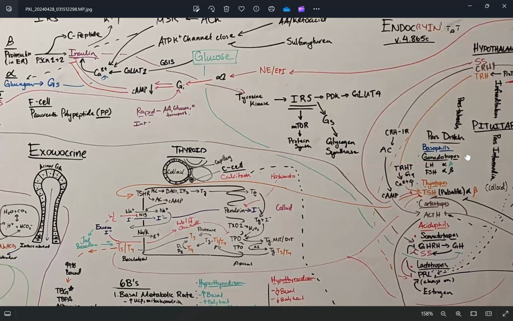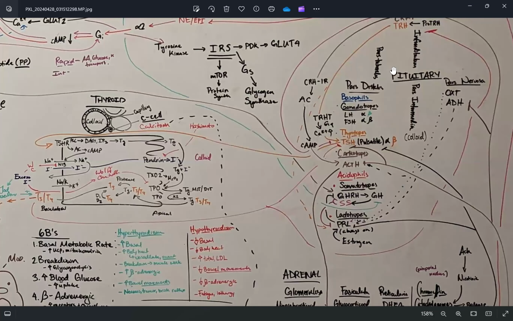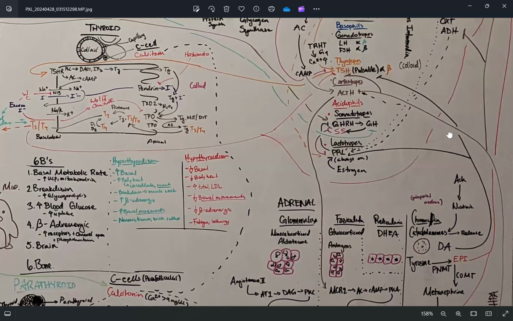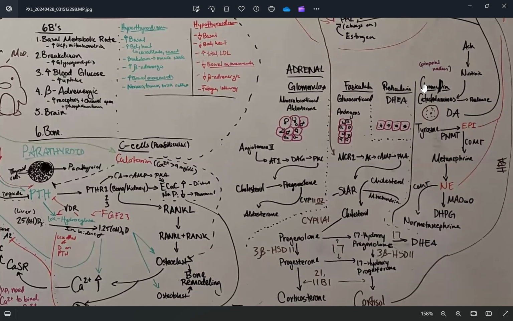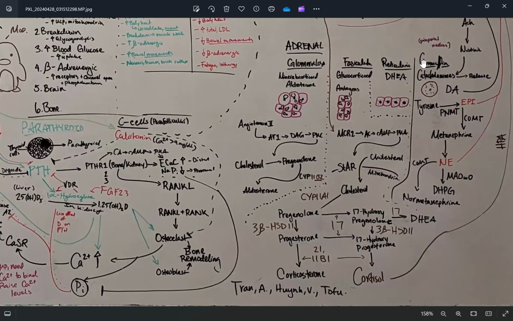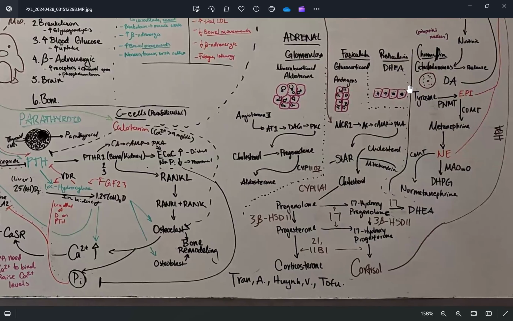You also use COMT to convert epi to metanephrine. And then you can make norepinephrine, from metanephrine. And then you can also make DHPG with MAO from NE and then COMT again to normetanephrine. I think those are less important.